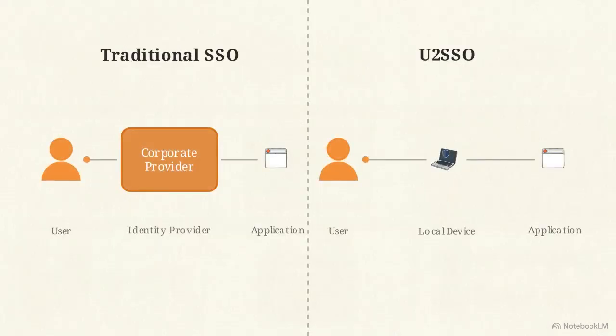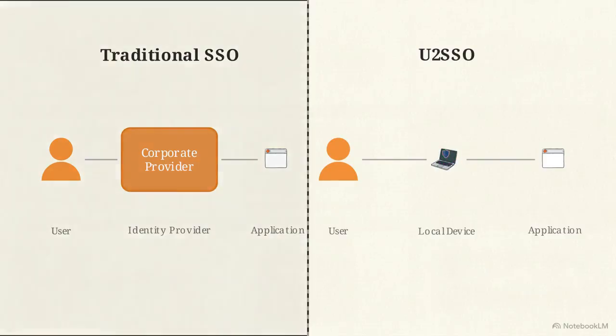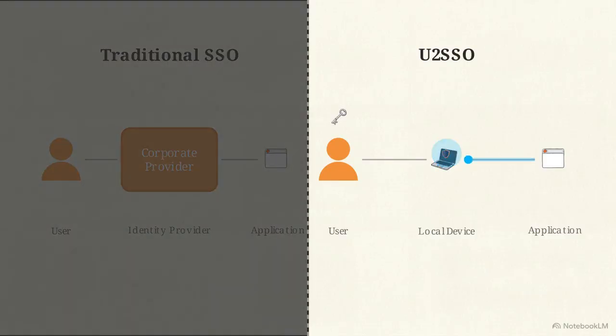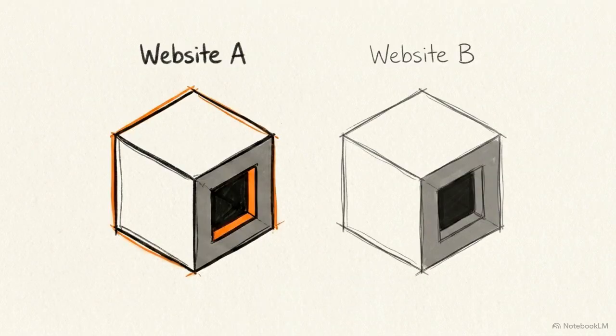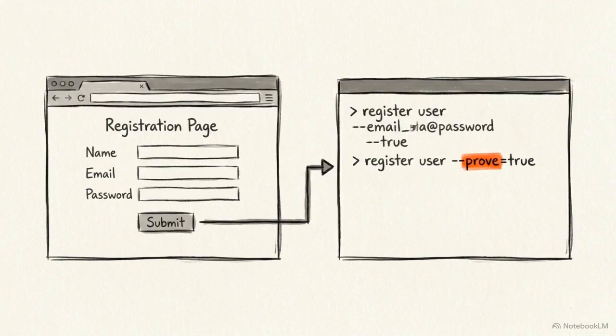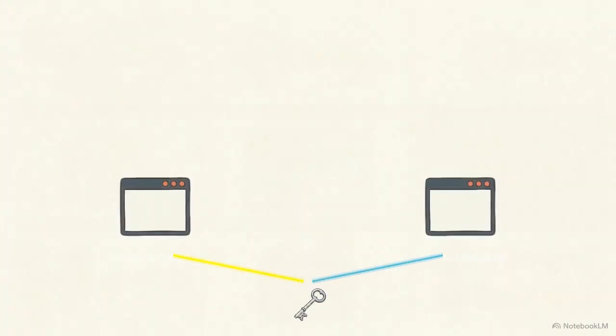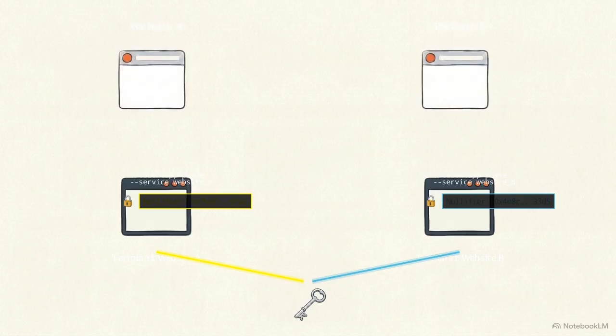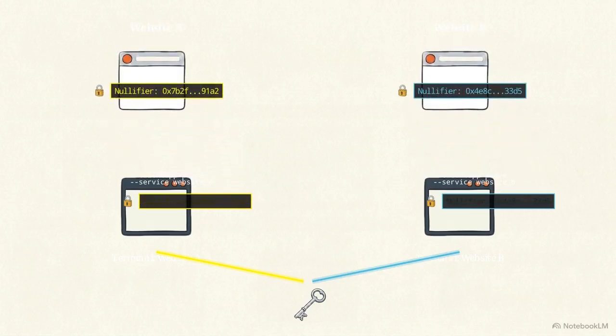You've achieved the same streamlined flow as a traditional single sign-on, but the authentication is now entirely user-initiated and managed from your local machine. The real power of the system becomes clear when you add a second service. Open Website B and follow the same registration process we just completed for Website A. Comparing terminal outputs, the nullifier strings are completely distinct. Website A sees one sequence, Website B sees another.